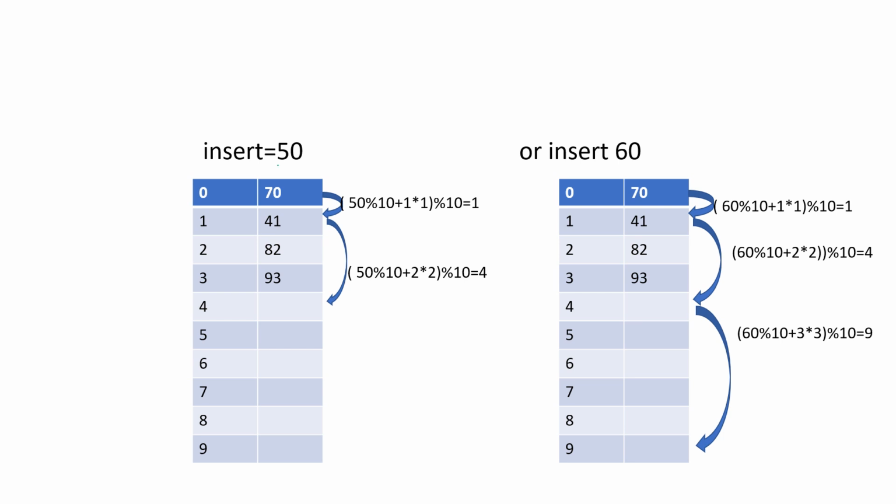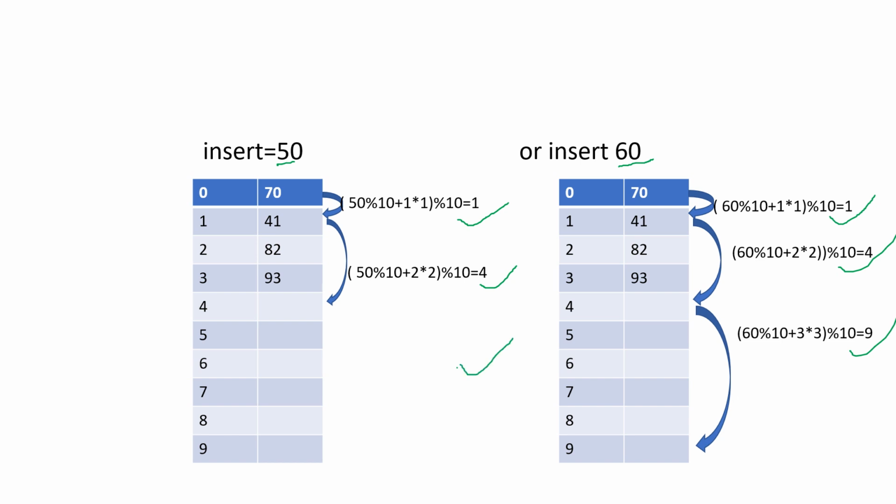Suppose I am going to insert 50 in my table, and I am going to store 60 in my table, using quadratic probing. I have calculated the index. For 50, the first index is 1, the second index is 4. Look at the second table: if you insert 60, the starting index is 0, then the probes are 1, 4, 9. If the fourth slot was not free, then again you will get index 9.